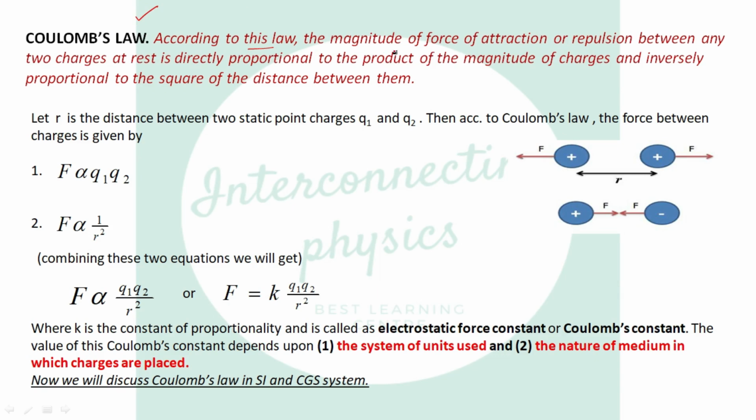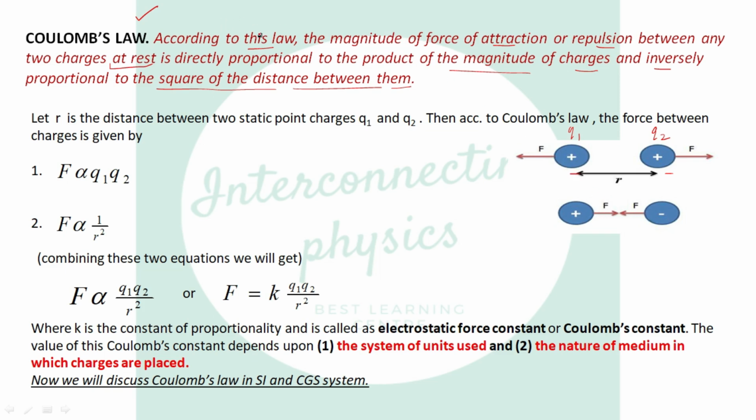According to this law, the magnitude of force of attraction or repulsion between any two objects at rest, because we are discussing electrostatics, so two charges at rest, is directly proportional to the magnitude of the charges and inversely proportional to the square of the distance between them. So, let's discuss. Suppose we have charges Q1 and Q2. If both are positive, they will repel each other, and if both are negative, they will also repel each other. But if one is positive and another is negative, they will attract each other.